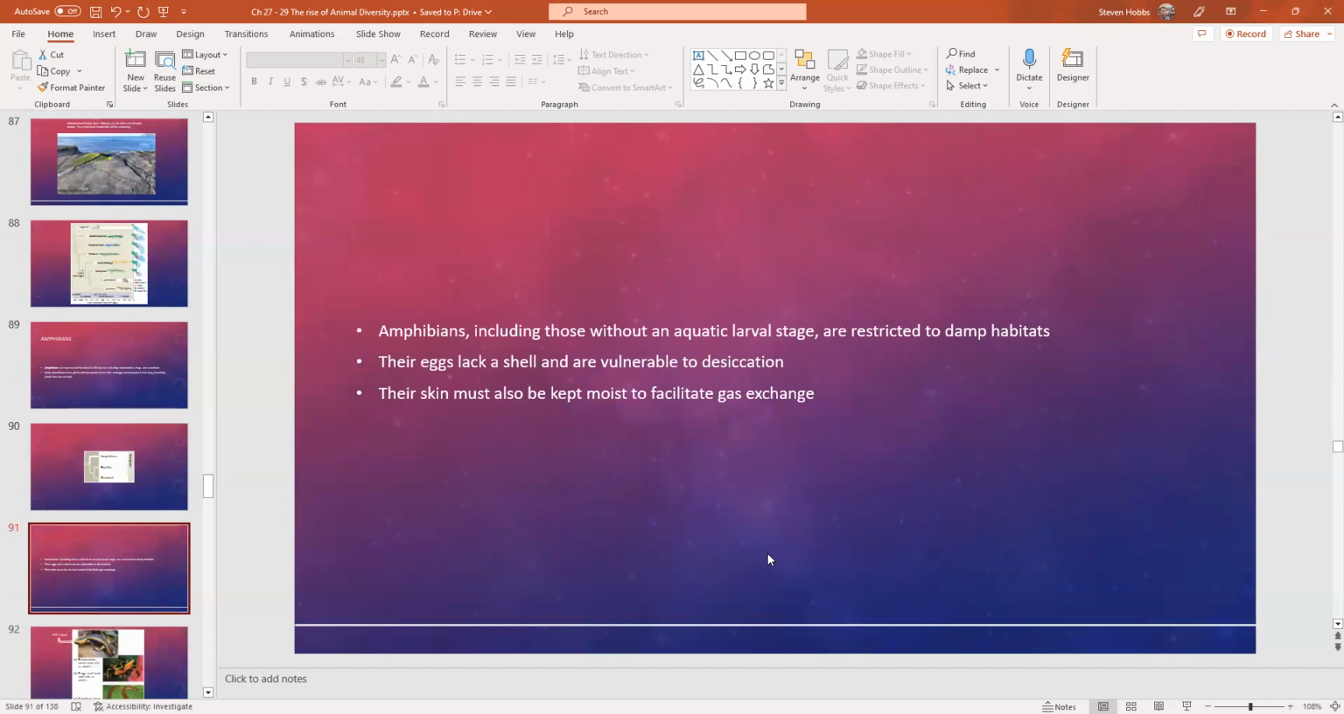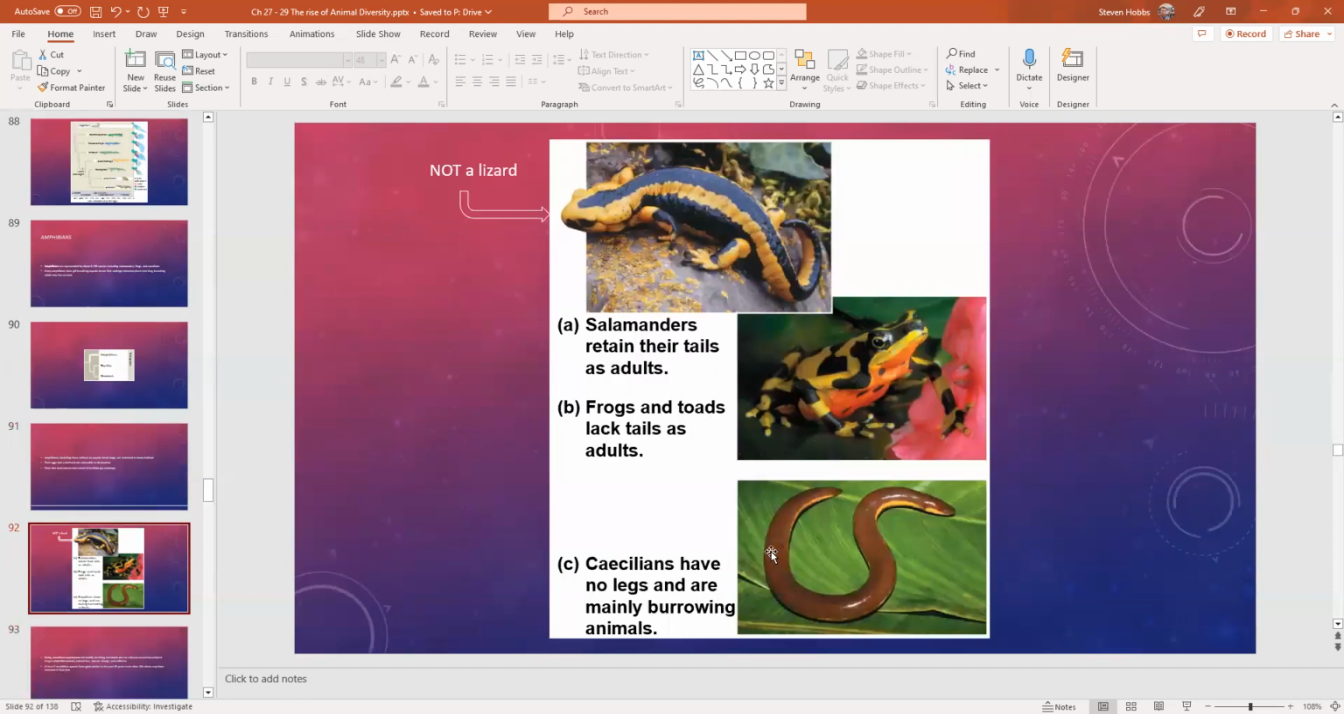So amphibians include those without an aquatic larval stage. Those are going to be restricted to damp habitats. They can't dry out. They don't have the ability to prevent desiccation. They will dry out. Their skin must stay moist to facilitate the gas exchange. So here's a salamander. It looks a bit like a lizard, correct? It's not a lizard, it's a salamander. Completely different organisms. That's convergent evolution.